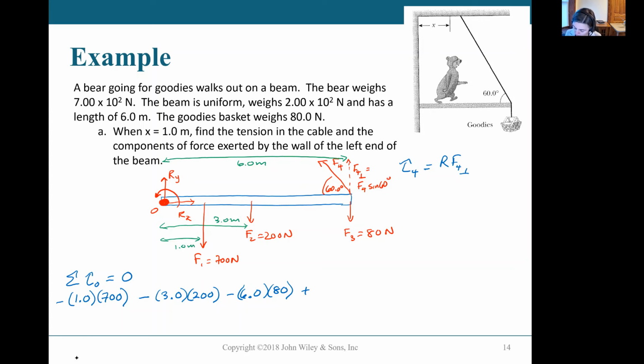Okay, so let's put that into our equation. So I'm going to do R, which is 6, times F4 perpendicular, which is F4 times sine 60. And all of that is equal to 0. Okay, so I can solve now for F4. So let's see, we'll have 700 and 600.